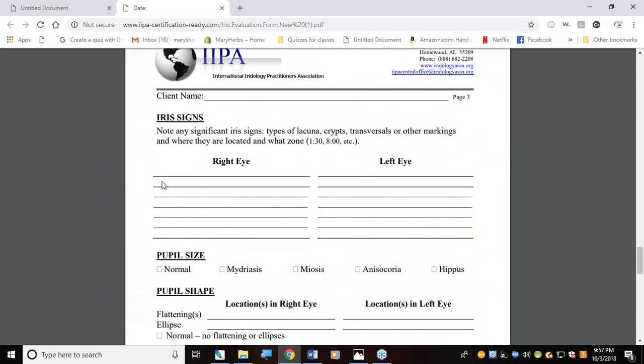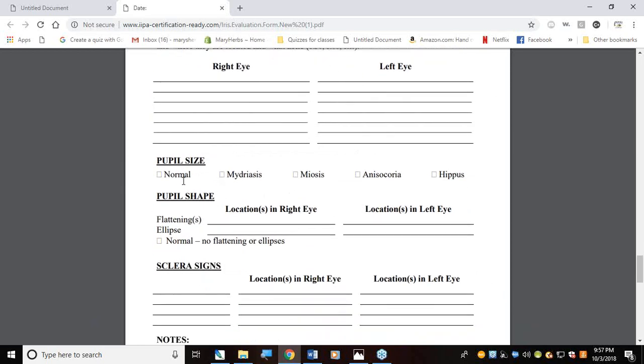The lacunae, you can put the zone or something like 1:30, 2:30, whatever the place is, but it might be best to put also the shape. So like a cigar shape at 2 o'clock or a shoe lacuna, which indicates kidneys, and where it's located. The pupil size is normal. Mydriasis, which means it's large. Miosis, which means it's small. Or if there's one of each.